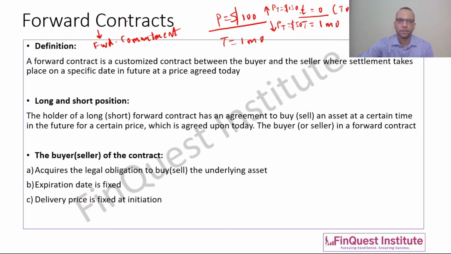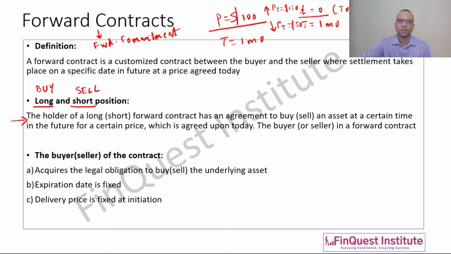Now for any contract, you have a buyer and seller. So in derivatives, we call these the long and short positions. So you can imagine long to be synonymous with a buy and a short to be synonymous with a sell. So the holder of the long forward contract has an agreement to buy the asset. So in our example, I am holding a long position in the forward contract, and I had committed to purchase the asset at $100 in 1 month's time. So that is precisely what this definition says right here.